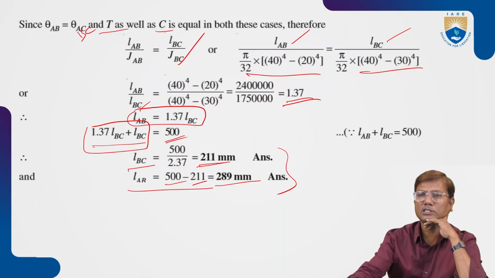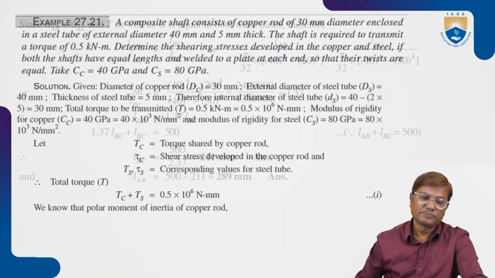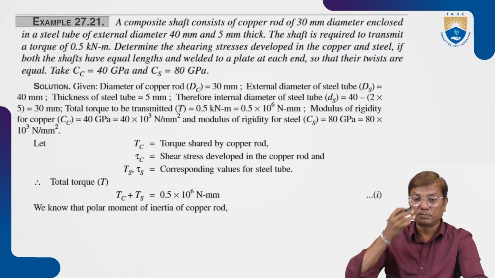Theta is same for both the portions. Also, torque transmitted is same in both the portions. For a composite shaft, this torque transmitted is the same. Now let us see another example.